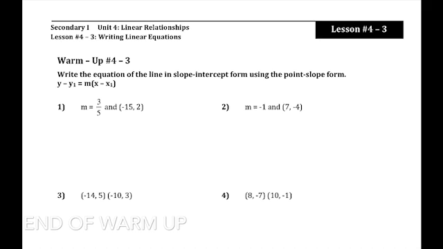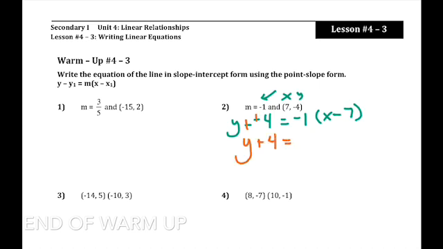Okay, for number 2, our slope is -1, and my x is 7, and y is -4. So again, putting it in the formula, y minus y sub 1 equals -1 times x minus 7. So to simplify that, I'm going to have y plus 4 is equal to, distribute, -x. -1 times -7 is plus 7. And then the last step is to get y by itself, so I'm going to subtract 4. So y is equal to -x plus 7 minus 4 is 3.